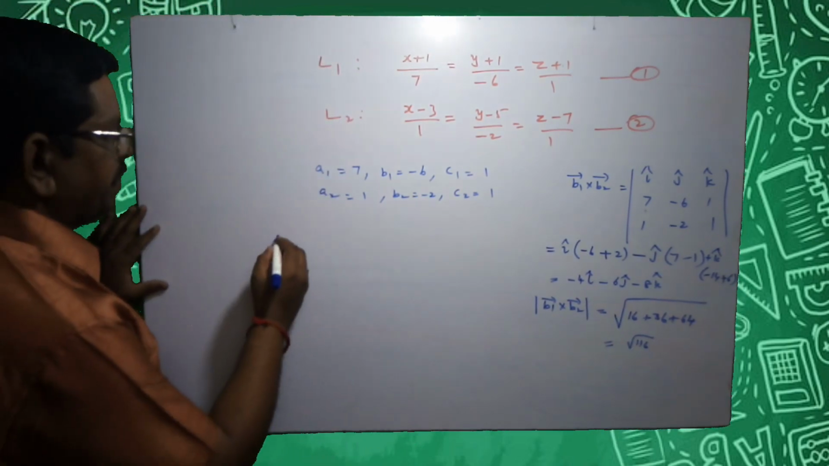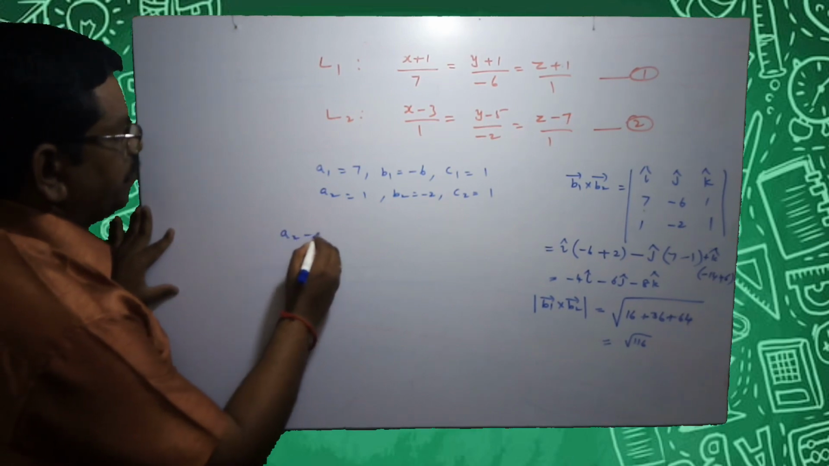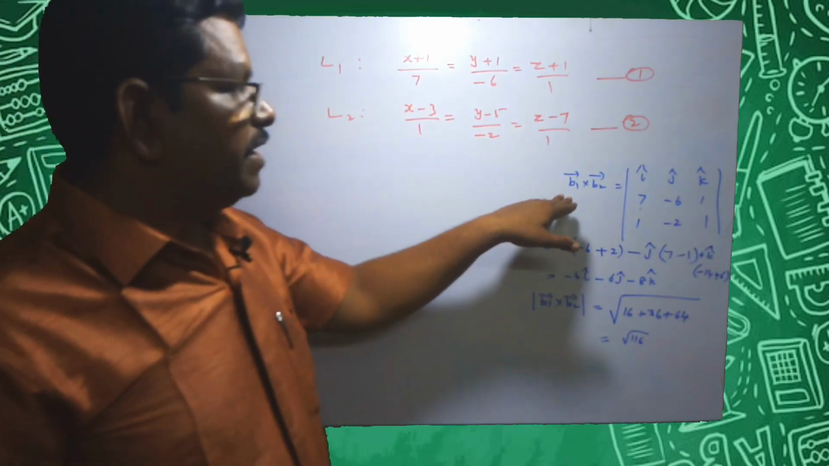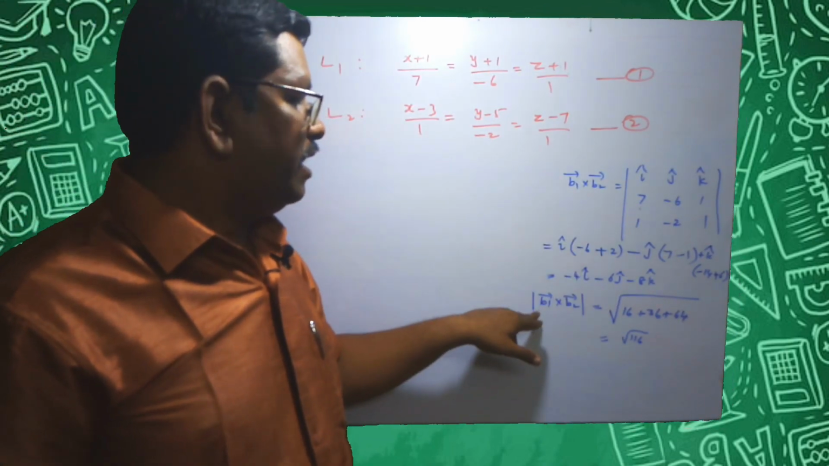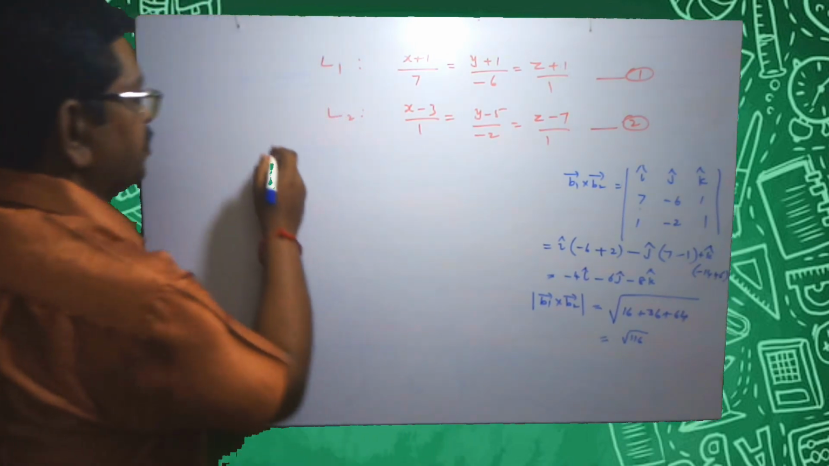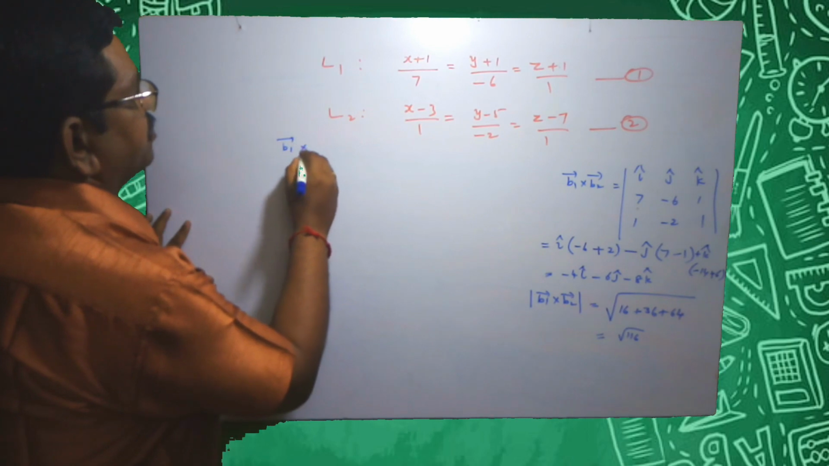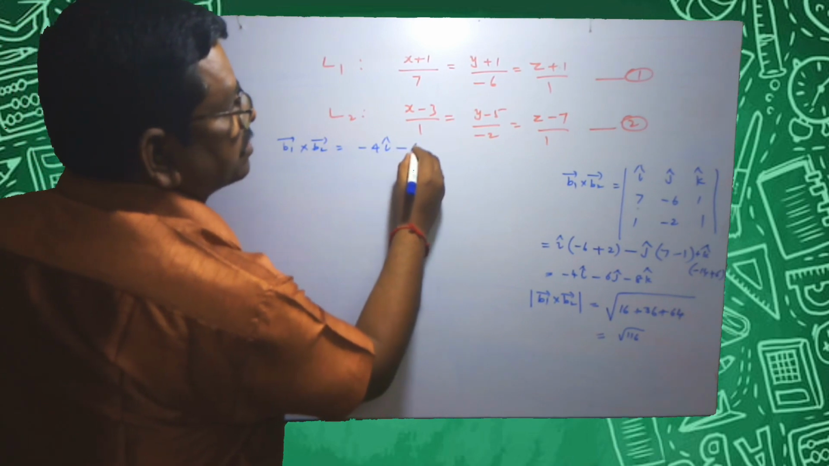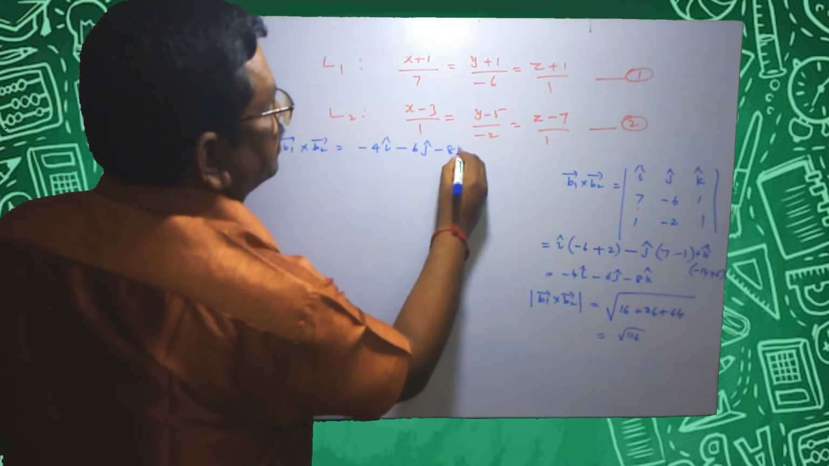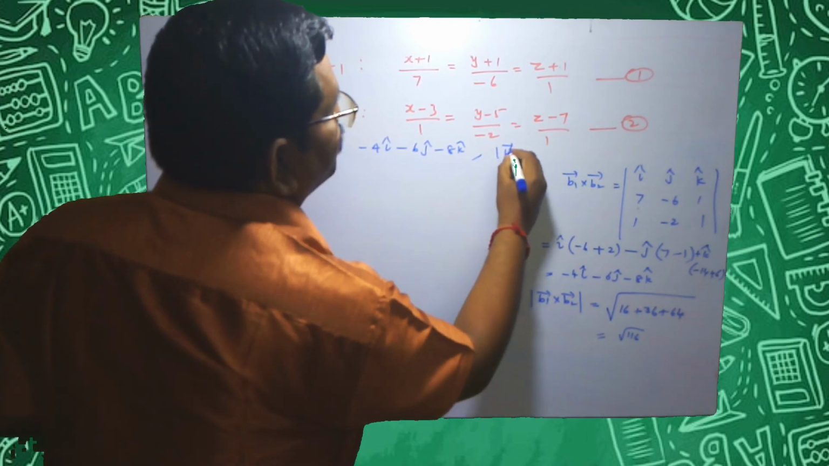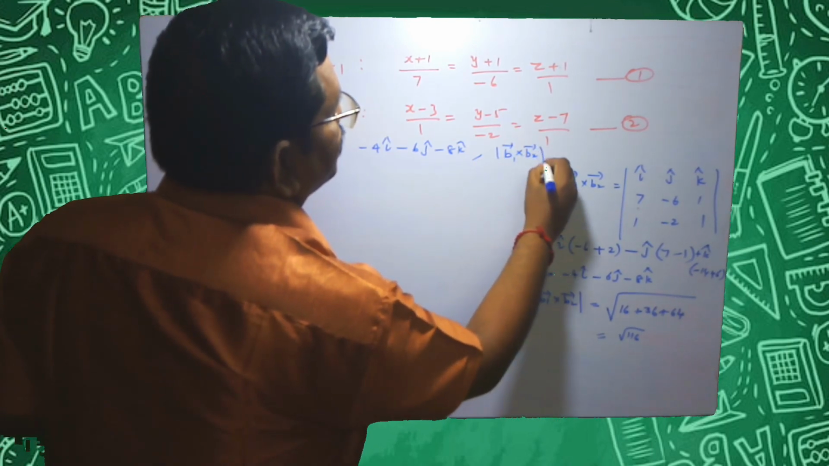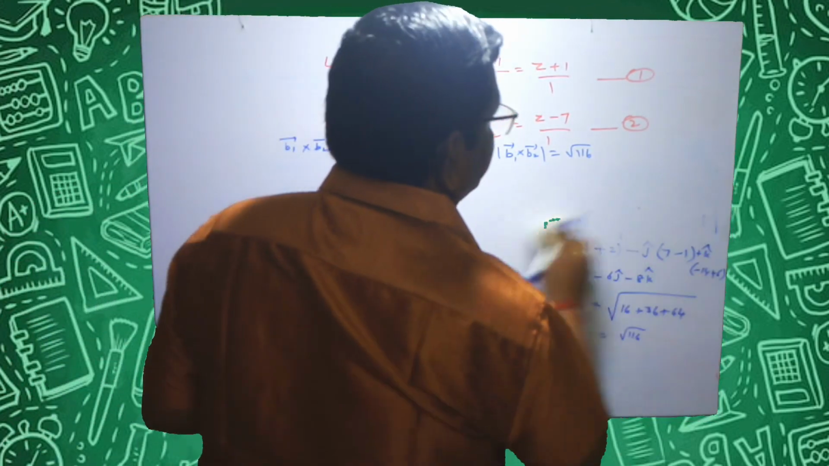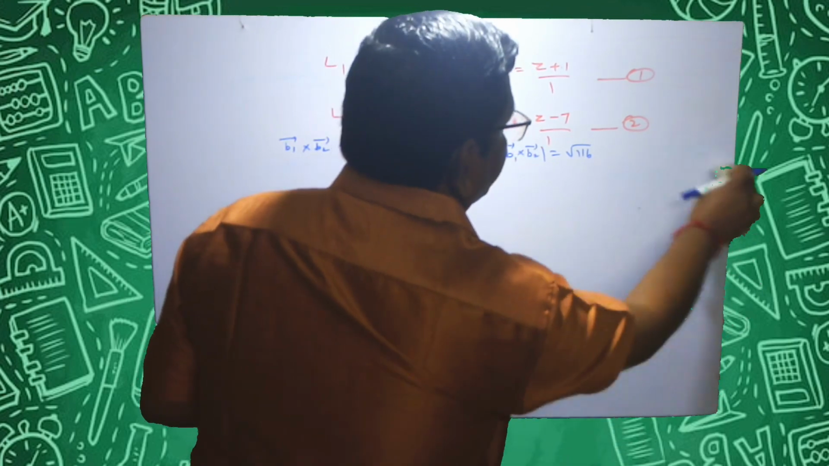Now we need to find A2 minus A1. Here, we have already found the value B1 cross B2 vectors and the modulus of B1 cross B2. Let me write those values here. B1 vector cross B2 vector is equal to minus 4i vector minus 6j minus 8k. Similarly, modulus of B1 cross B2 is equal to root of 116. Let me rub this one. We need little space for writing the next.